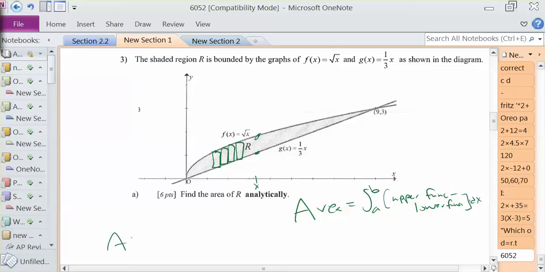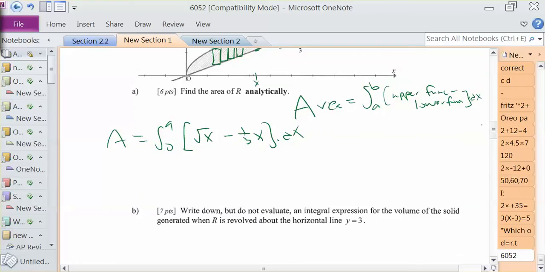And of course, we're going from 0 to 9 here. So my area is very simple, from 0 to 9. My upper function is root x. My lower function, which is 1/3 x, times dx. That's basically all we're doing. Now, I did ask you to do this analytically, so we're going to have to be a little careful here.